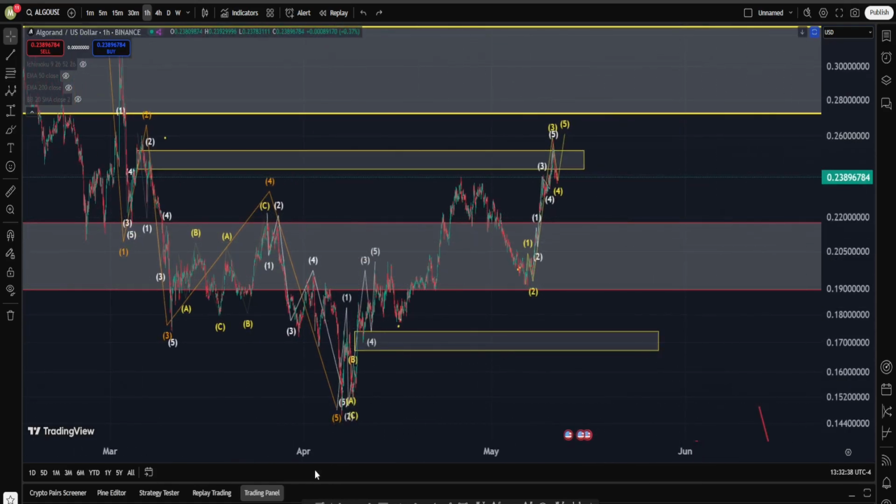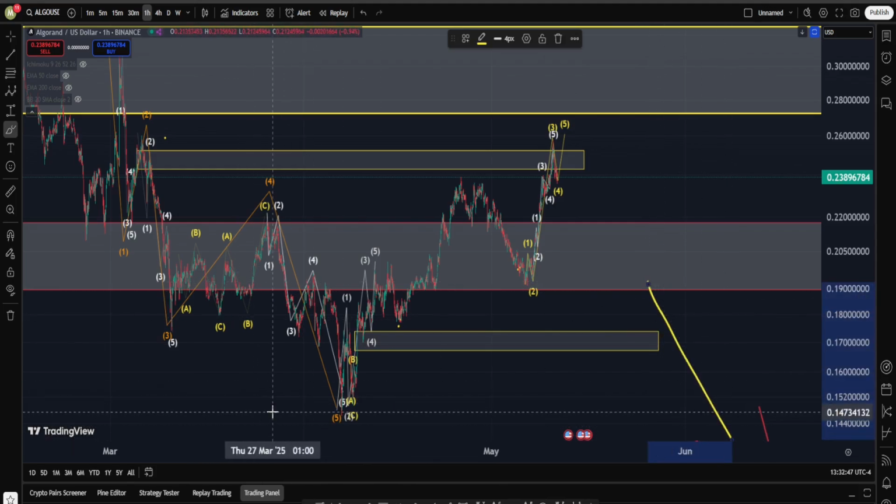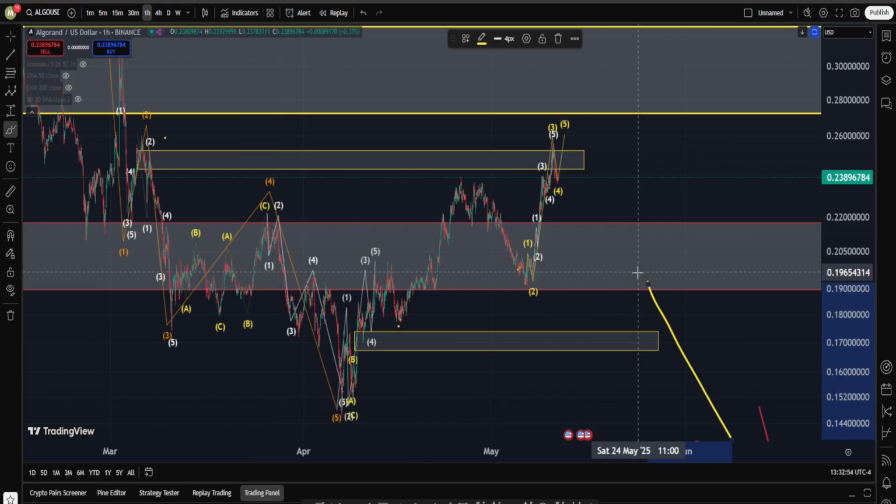And instead, either this is an A, B, C zigzag up, or maybe a WXY, indicating from this point about 19 cents, our move down is going to continue. And in it, we're going to take the lowest low as well, all the way down here about 14.5 cents, meaning we can have like a 30-40% move on the downside.